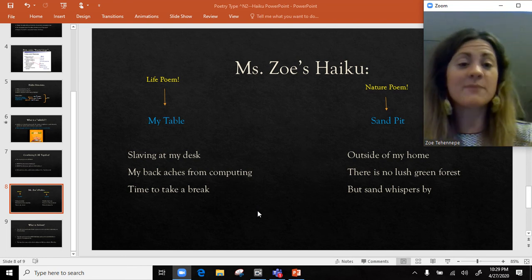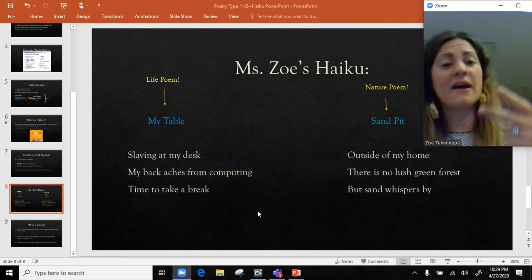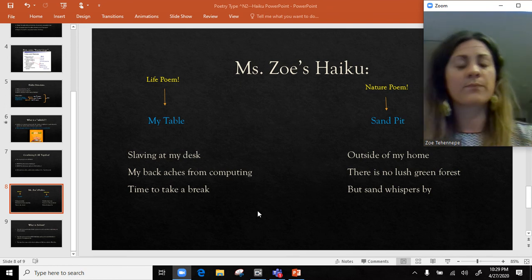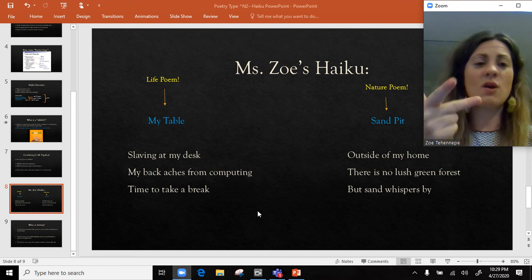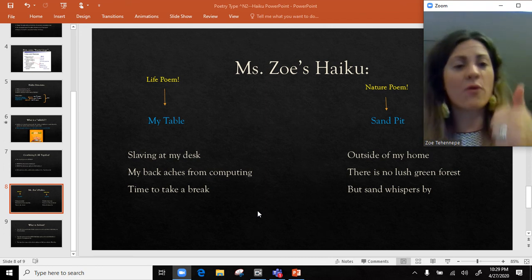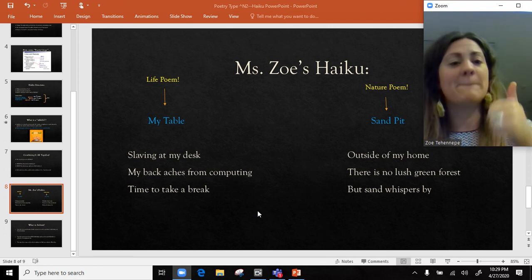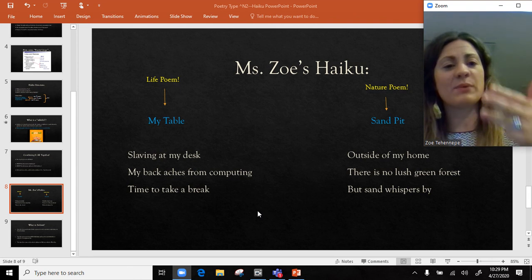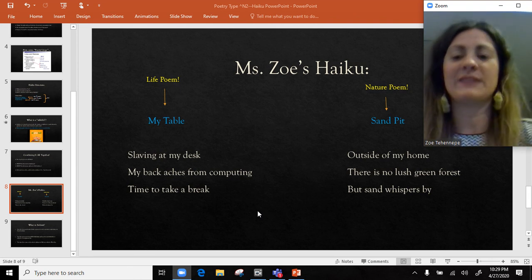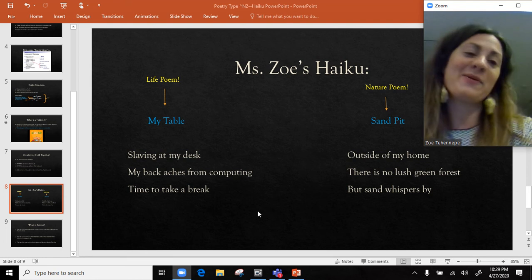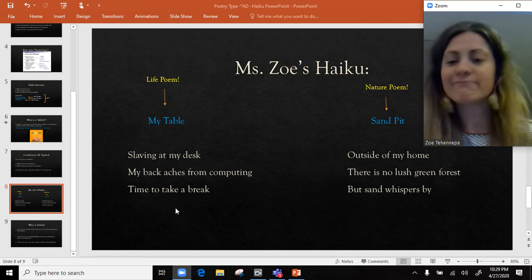So again, if you want to count them, outside of my home, there is no lush green forest, but sand whispers by. Perfect. Okay. I hope you liked them.